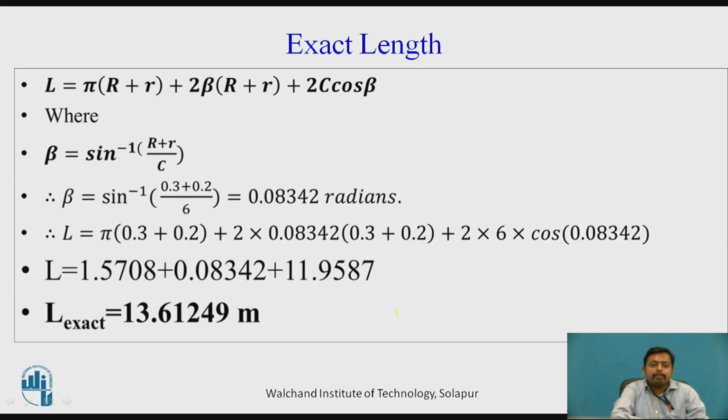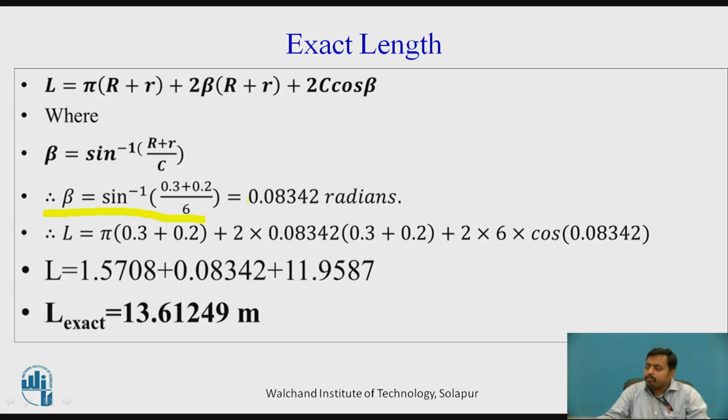Now we'll find the exact length by using the formula that we have already derived. L is equal to pi into (capital R plus small r) plus 2 beta (capital R plus small r) plus 2c cos beta, where beta is equal to sine inverse of (capital R plus small r) upon c. Now we will first find the value of beta. Before that, you have to take into consideration that your calculator should be in radian mode before solving this problem.